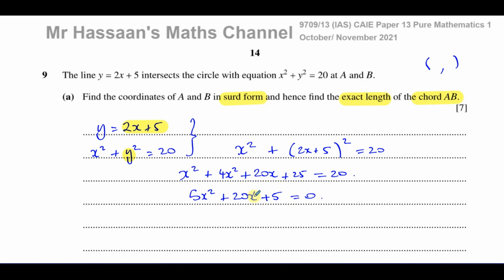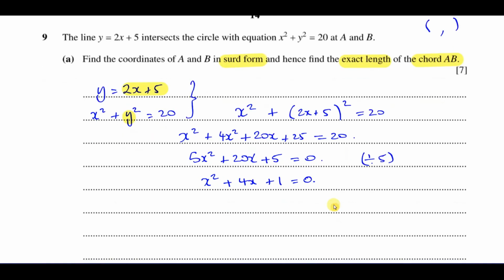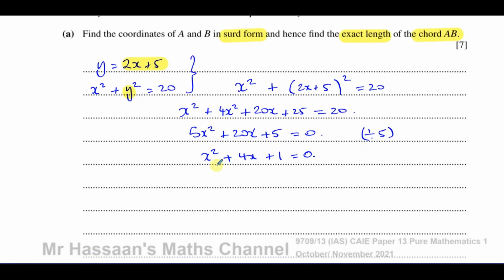To make it easier to solve this equation, I see there's a common factor of 5 throughout every term. If I divide the whole equation by 5, I'm left with x squared plus 4x plus 1 equals 0. Now I can solve this equation.